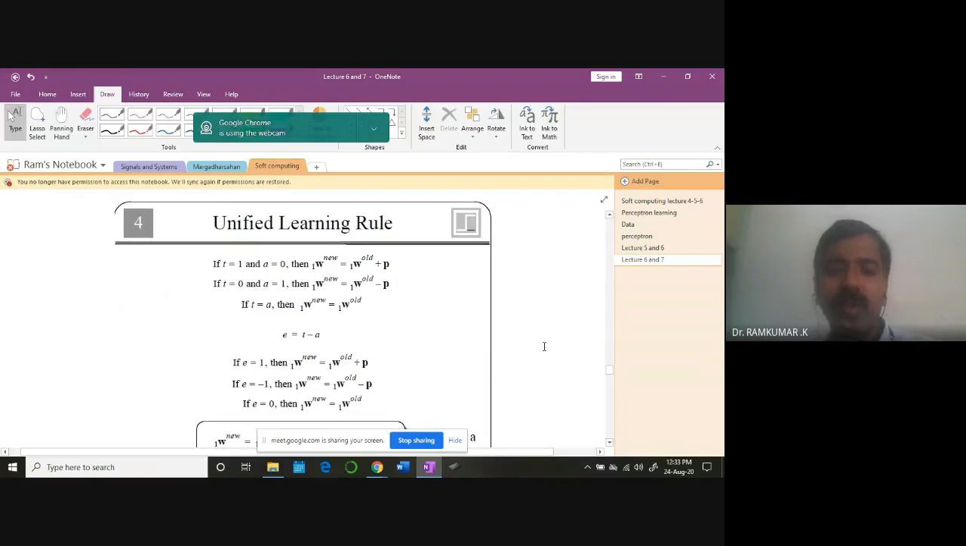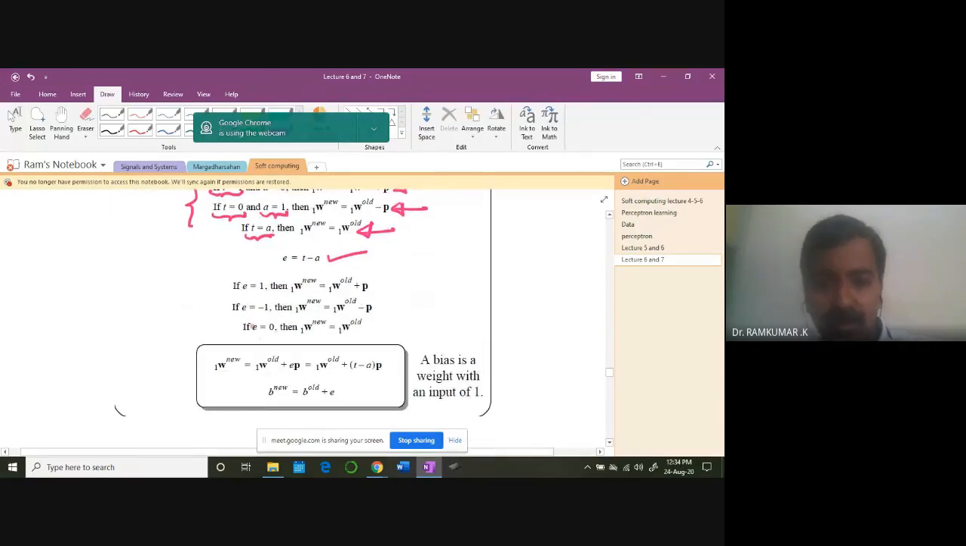So that's what the unified learning rule tells you. W new is equal to W old plus pattern, if the target is equal to 1 and the neural network output is 0. I need to update the weight like this. If the target is equal to 0 and the neural network output is 1, again a misclassification, I'll be updating the weight like this. When the target is equal to the output, I'll use the old weight as the new weight. Error is target minus neural network output. If E is equal to 1, then I'll get this. When E is equal to minus 1, I'll get this. If E is equal to 0, the weight stays the same. So here is the exact gradient descent.